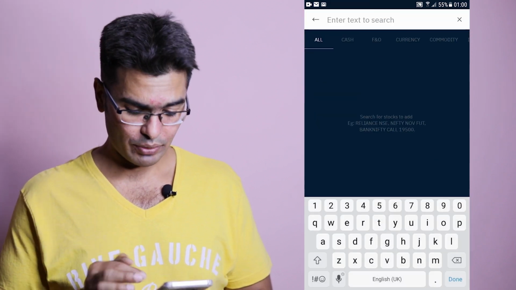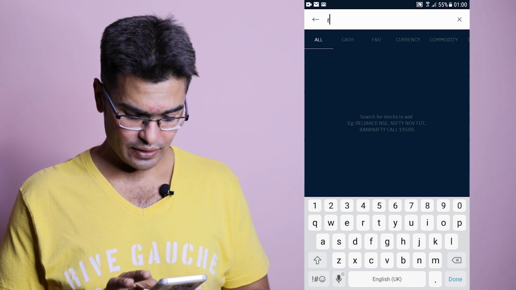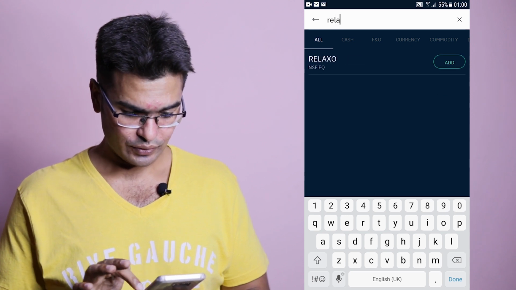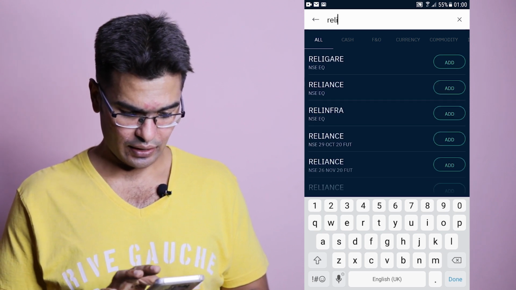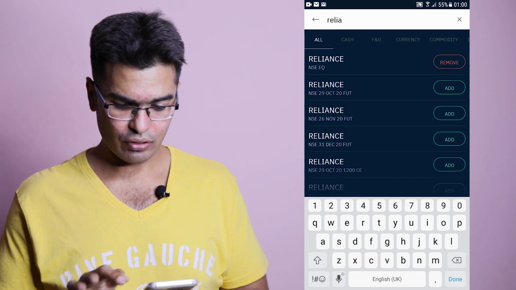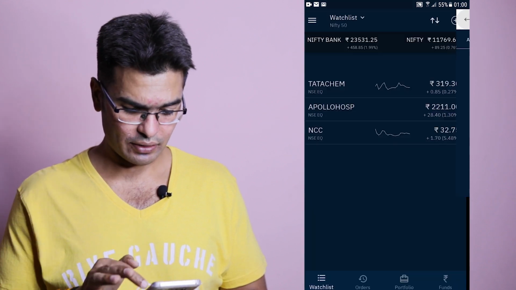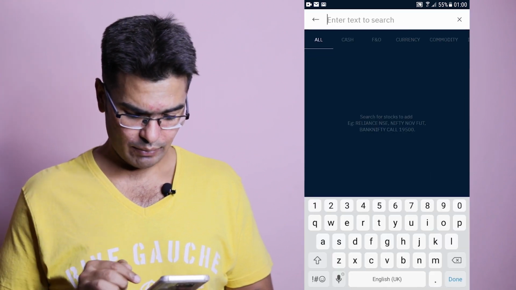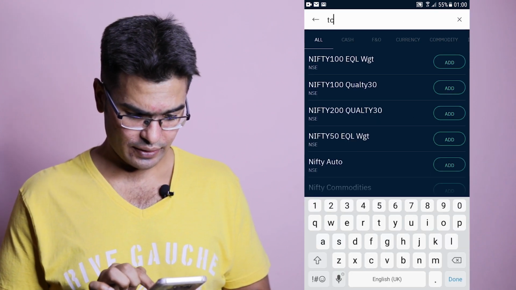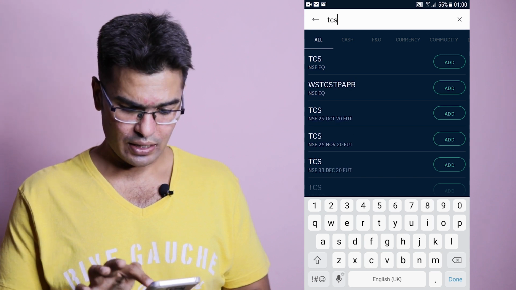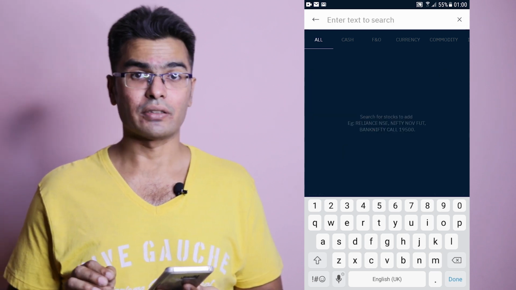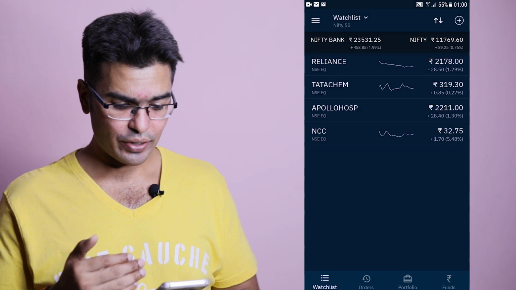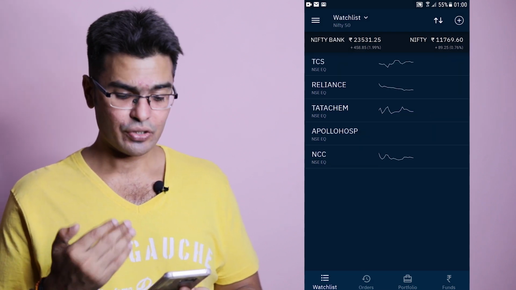Let's add one more company named Reliance, which all of us know. RELIA, Reliance. You need to click onto the plus icon or the add button. Let's add one more company, and the name of the company is Tata Consultancy Services, TCS, and you can click onto the add button. So by doing this, you are able to add whatever companies you want to add to your market watch.